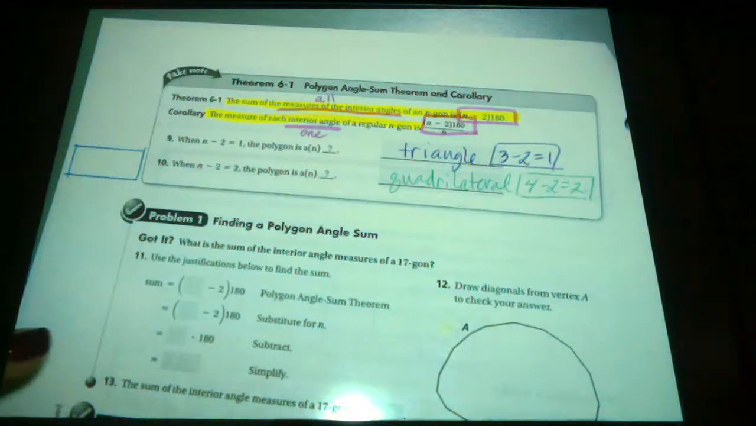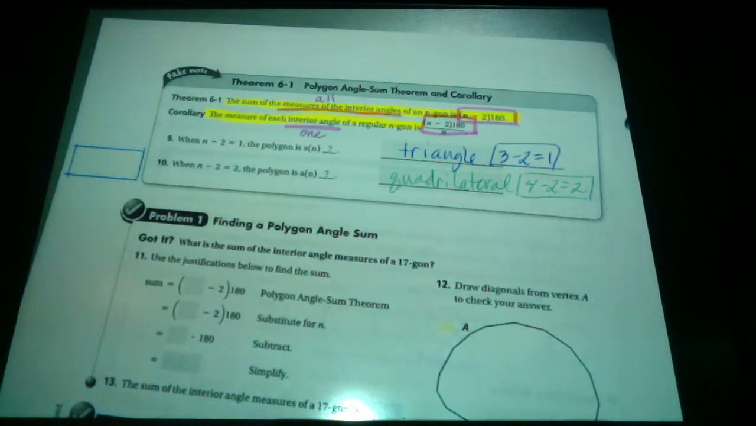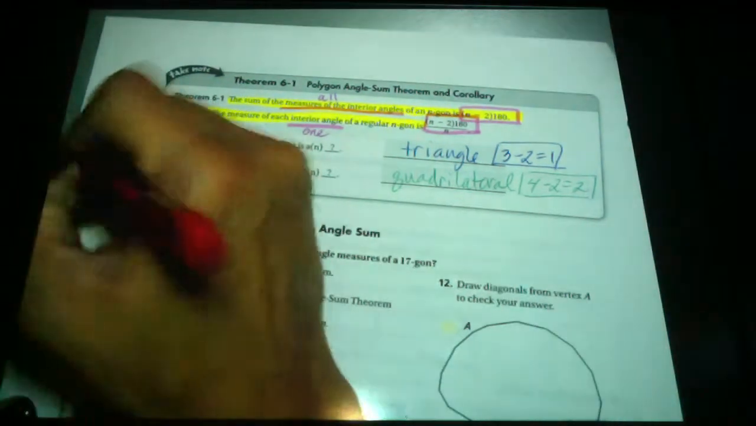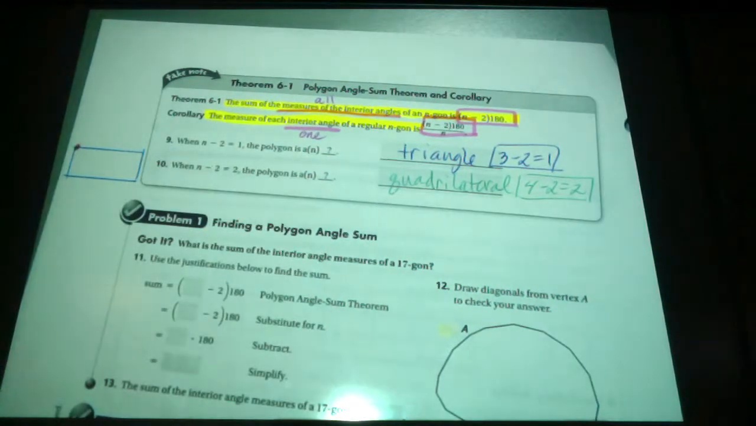So here's my rectangle. How many diagonals can I draw from one vertex and one vertex only? And a diagonal must go through the middle of the polygon and cannot be one of the sides of a polygon. So how many, let's just take this vertex right here. How many diagonals can I draw to another vertex from that one?